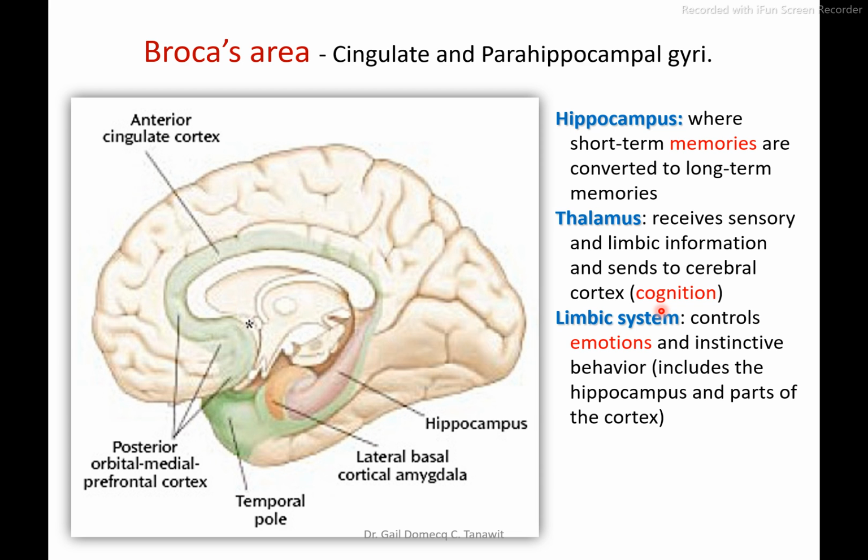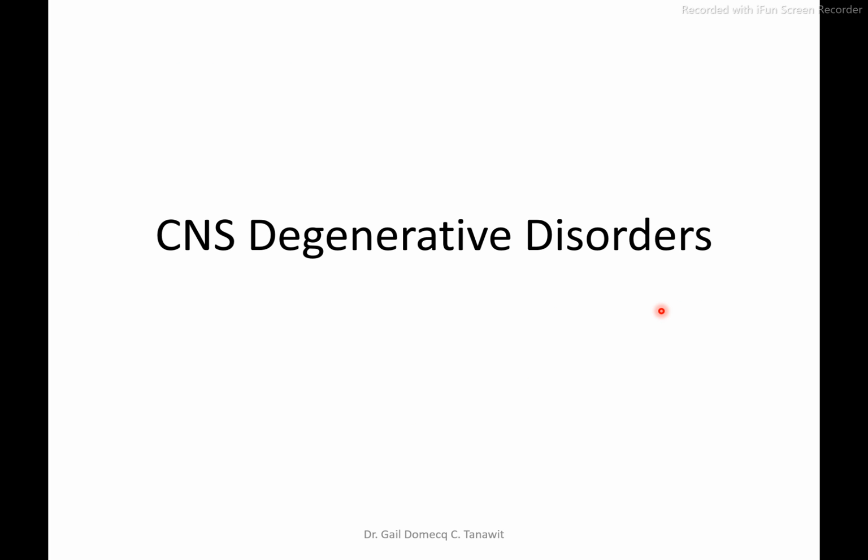So this is the limbic system. It is composed of the cingulate and the parahippocampal gyri. The hippocampus will be primarily responsible for short-term memories, which are later on converted into long-term memories. The thalamus would be for sensory and limbic information, and sends signals to the cerebral cortex for cognition. The limbic system is also responsible for emotion and instinctive behavior. It includes also your hippocampus and part of the cortex.